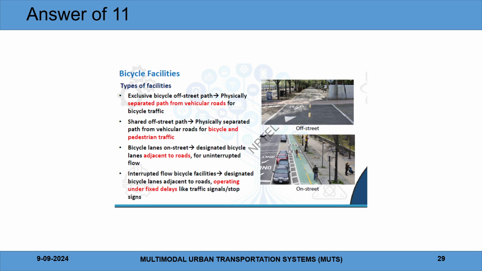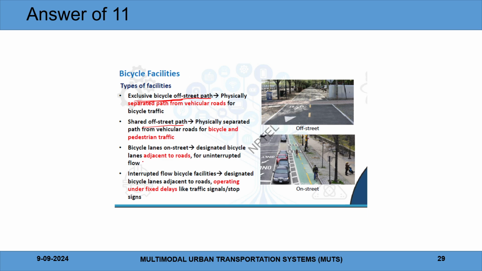So we discussed different types of facilities. The exclusive bicycle off-street path is a path physically separated from the vehicular road, for bicycle traffic. Then there is the shared off-street path, which is physically separated from vehicular roads, for bicycles and pedestrians. So it is physically separated, but it is not exclusive.